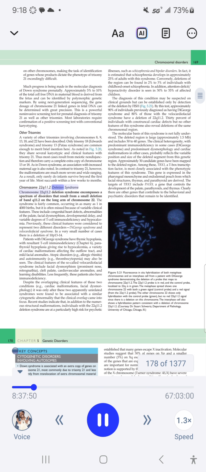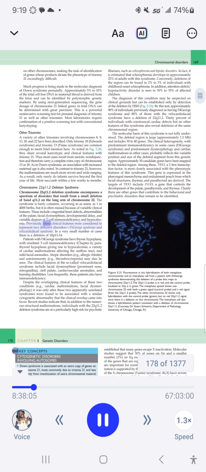Chromosome 22q11.2 deletion syndrome. Chromosome 22q11.2 deletion syndrome encompasses a spectrum of disorders that result from a small deletion of band q11.2 on the long arm of chromosome 22. The syndrome is fairly common, occurring in as many as 1 in 4,000 births, but it is often missed because of variable clinical features. These include congenital heart defects, abnormalities of the palate, facial dysmorphism, developmental delay, and variable degrees of T-cell immunodeficiency and hypocalcemia.